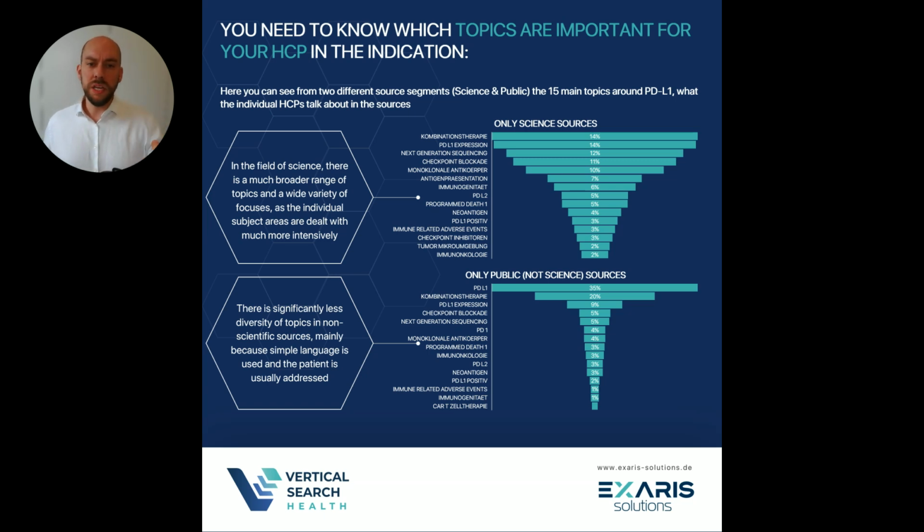And you see here the difference between source segments. This is very important because what you see on this slide is you have two source segments. One is science and one is public, without the science sources. And what you see is that in the science sector, there are many big complexes of topics. For example, PDL1 expressions, next generation sequencing, checkpoint blockades, all those topics have much space in this source segment of science.